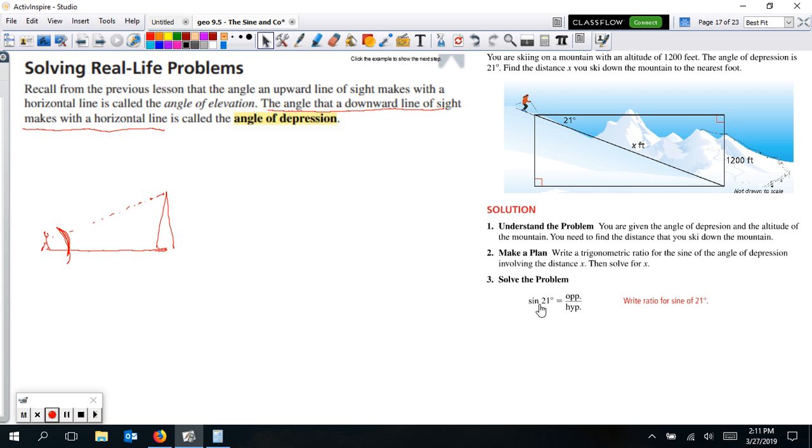So sine of 21 degrees is going to be the opposite over the hypotenuse. Plug that in as 1,200 over x. And here's where you want to switch x and the sine of 21 degrees. So you can see it's going to look like this now: 1,200 over the sine of 21. Then just use your calculator to divide that like we did before to get your answer. So you can see that's what it's going to be there. So you ski about 3,349 feet down the mountain.